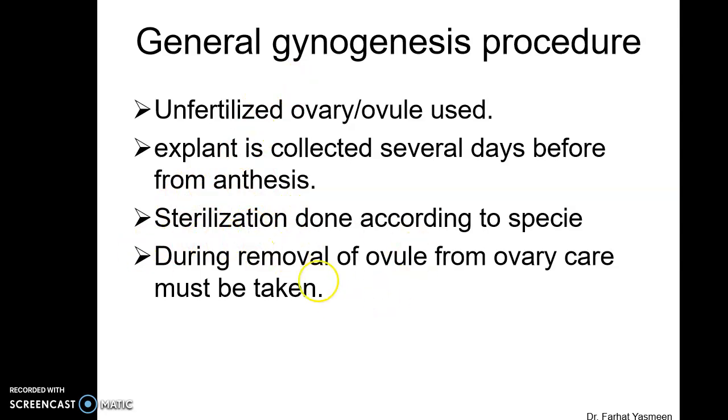Then during removal of the ovule from the ovary, care must be taken, as I have discussed previously in case of androgenesis, that if there is any injury to the anther, pollen or ovule, then the process of androgenesis or gynogenesis cannot proceed further.